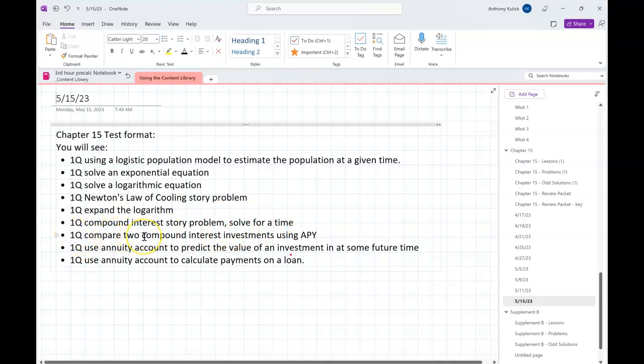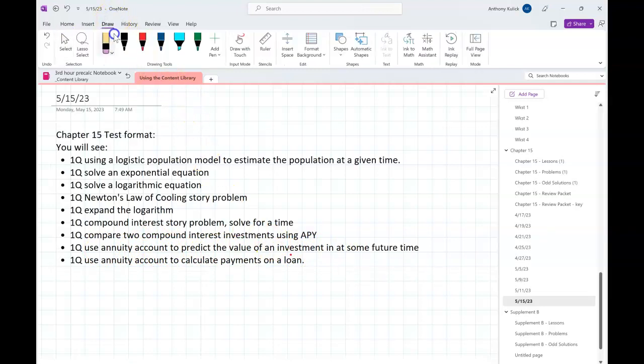One question where I ask you to compare two compound interest investments using APY. One question where I ask you to use the annuity formula to predict the value of an investment at some future time. And then one question where I ask you to use that annuity formula, but this time use the other version because you're going to be calculating the payments on a loan rather than an investment.